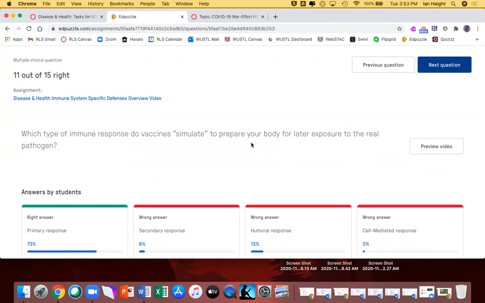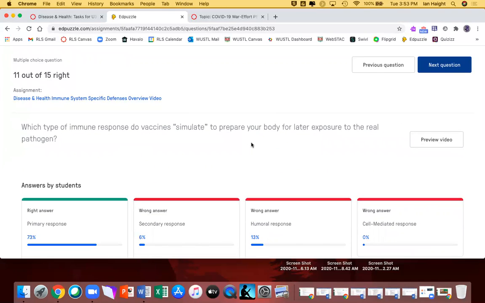Which type of immune response do vaccines simulate? They simulate the first response. So it's sort of getting you through that primary response, which is a weakened form. And so the next time you're exposed to the actual pathogen, you have a much stronger reaction to it. And therefore, we consider ourselves immune because our immune system is pretty much ready for it, right?